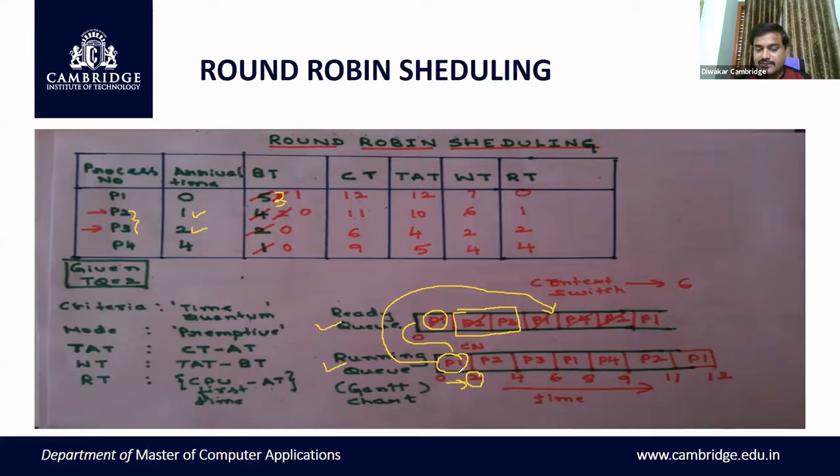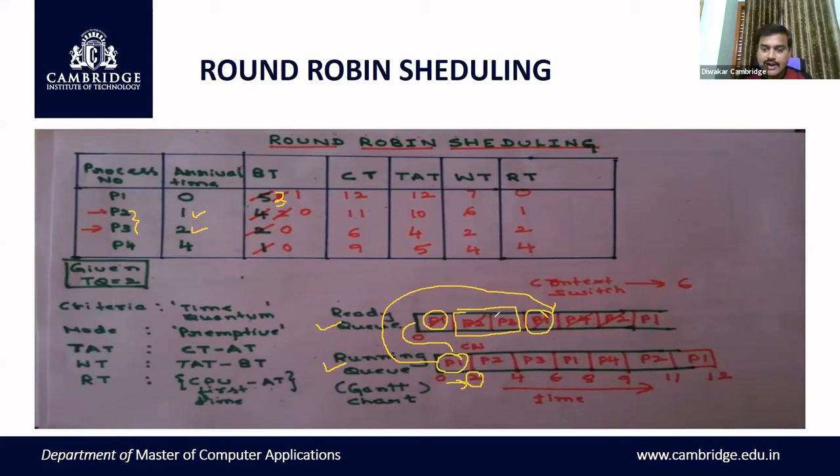When the process is removed, that is, when the CPU removes the process, the state of the process will be saved. Who will do this? The context switch. It will save the state of the process and bring it back to the ready queue. These two processes P2 and P3 had already arrived at the ready queue.